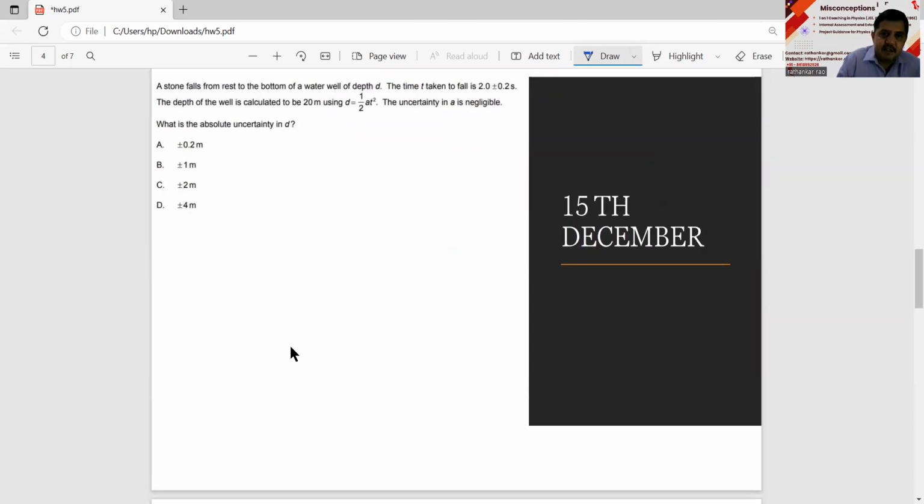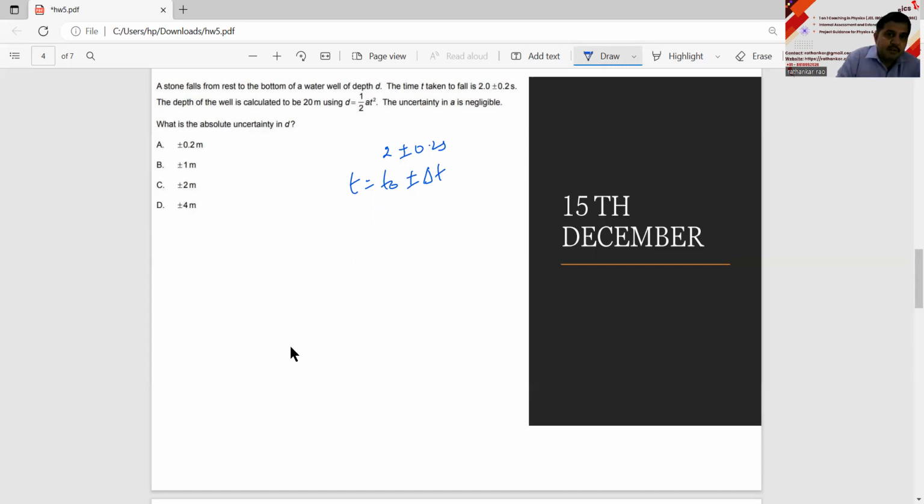Time taken is given to you. What is time taken? If you notice, T is equal to T0 plus or minus delta T, which is nothing but 2 plus or minus 0.2 seconds. Now the depth of the well is already given to you, which is 20 meters, and you need to find the absolute uncertainty in T. I had already told you, absolute uncertainty will have a unit. Percentage and relative will not have a unit because it's a ratio, and a ratio multiplied by 100.